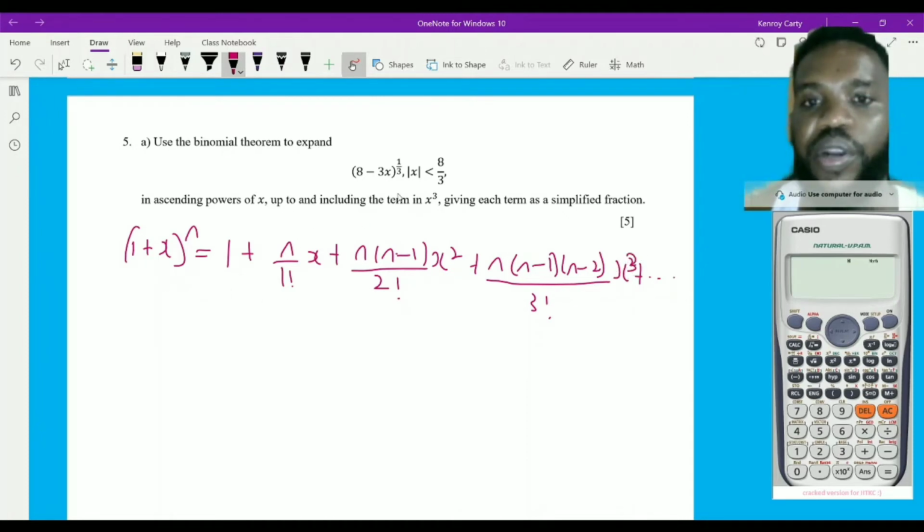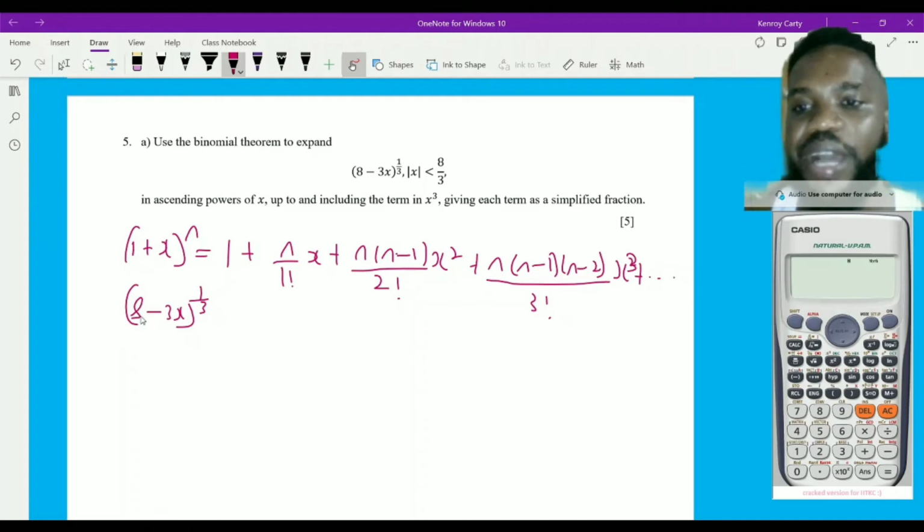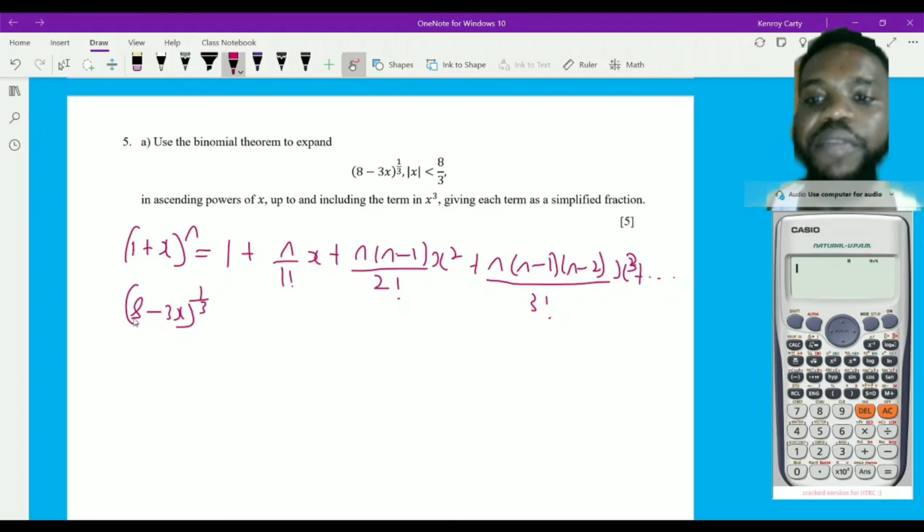Now in order for me to expand this bracket, I'm going to have to do a comparison. So I need to make it look like this, 1 plus something. So you have 8 minus 3x raised to the 1/3. First of all, I need to have 1 here so it can look similar. So what I'm going to have to do is factor 8 out of the bracket. But by laws of indices, if I'm going to factor out 8, I'm also going to have to take the power, which is 1/3, with it.